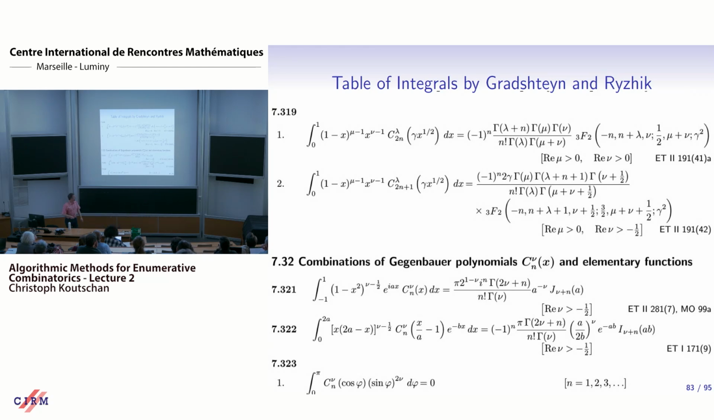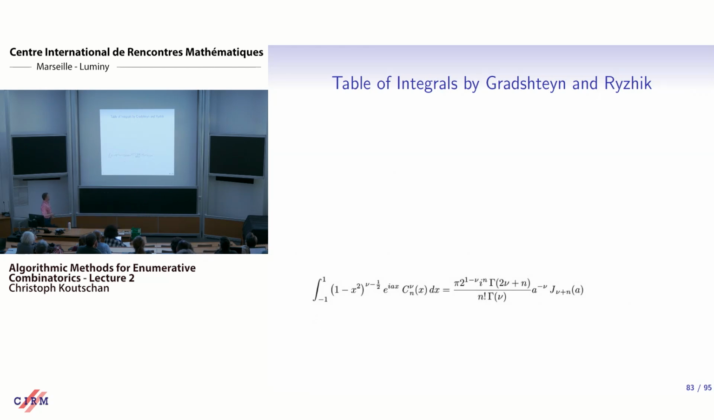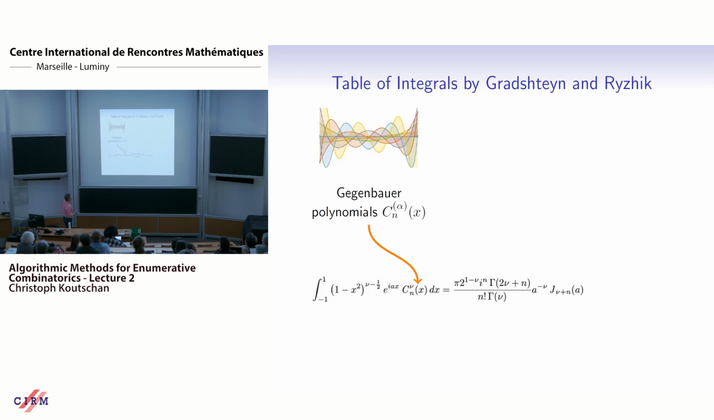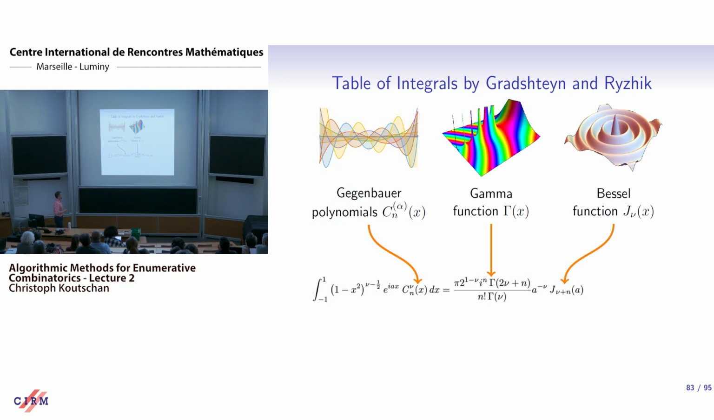And so now we have such formulas. Which one do you want to pick? Yes, let's take this one. Okay, and so this is a typical entry in this book. How can we prove it with creative telescoping? First, we have to identify what are the constituents of this formula. So these are the Gegenbauer polynomials. We have to look them up and know what differential equation they satisfy. Okay, the gamma function we all know, and this is the Bessel function.